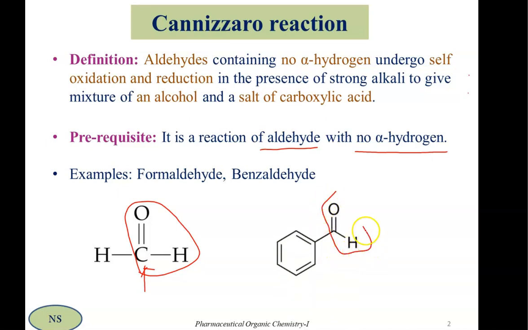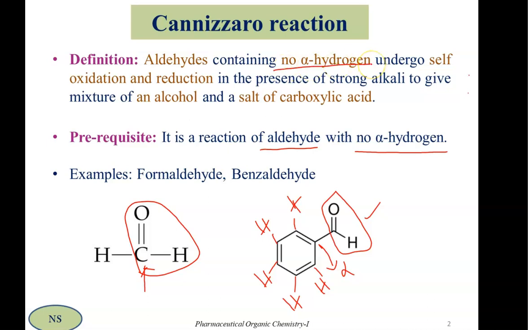The same is true of benzaldehyde also. The CHO group is the functional group, and the aromatic carbon is considered to be the alpha carbon here because it is adjacent to the functional group, but this alpha carbon does not possess hydrogen. The remaining carbons of the benzene ring do have hydrogens, but not at the first position. At the first position, the hydrogen is already replaced by the aldehyde group. So that is the reason there is no alpha hydrogen even in benzaldehyde.